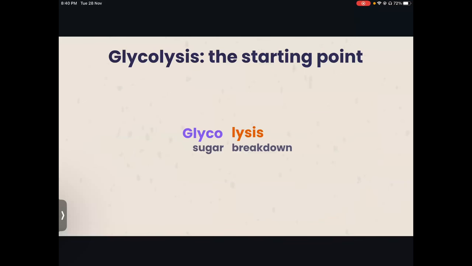Now, a little tip: in medicine in general, it's really helpful to understand the etymology, or the meaning behind the name. So glycolysis means sugar breakdown. When you understand this, you can understand any term that you encounter later on in medicine. It's really important to know these basic terms so you can understand them without having to memorize them. So glycolysis, sugar breakdown. You're breaking down sugar to release energy, obviously.